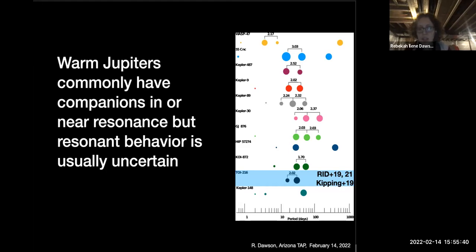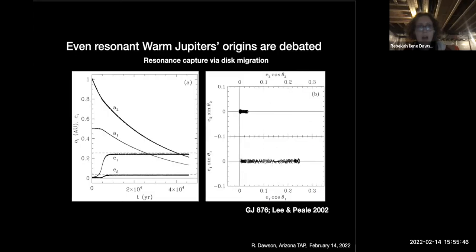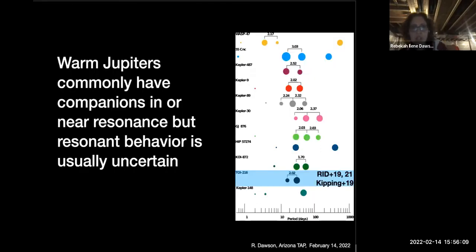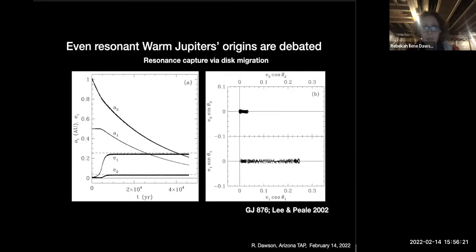So why are we interested in it? What could be the origin of these close-in giants to get them here? There's still debate about how these close-in giant planets got here. One possibility for these resonant warm Jupiters is that they form much further out and migrated in through the disk, and that's what captured them into orbital resonance. So this was an explanation for GJ 876, which is a planet on here. And this is actually a case where we do know that the resonant argument is librating. That system has been characterized quite thoroughly.